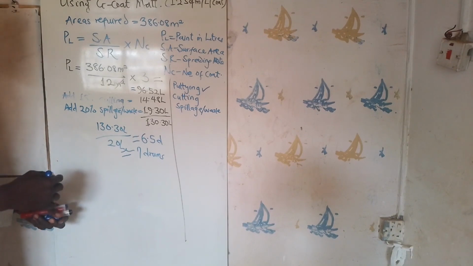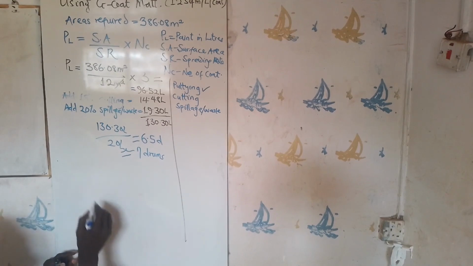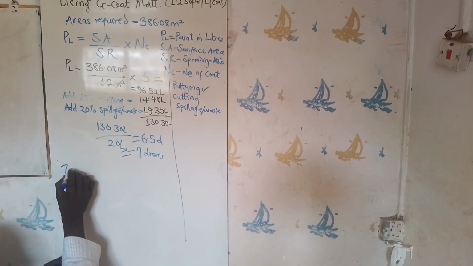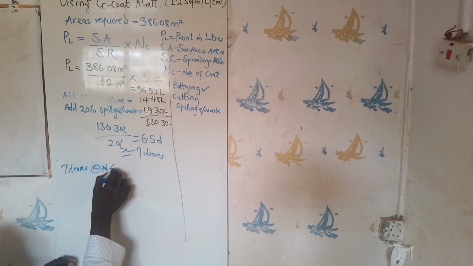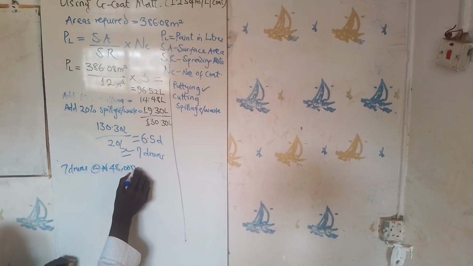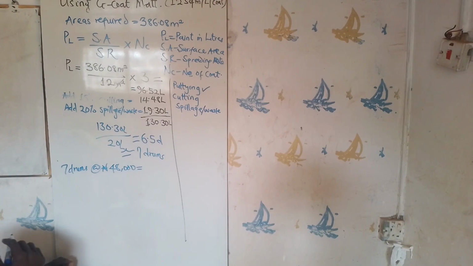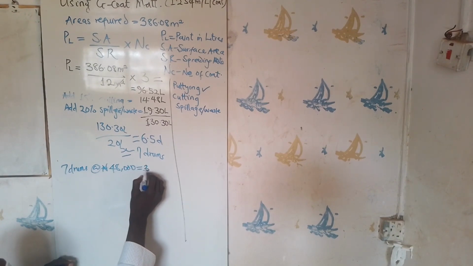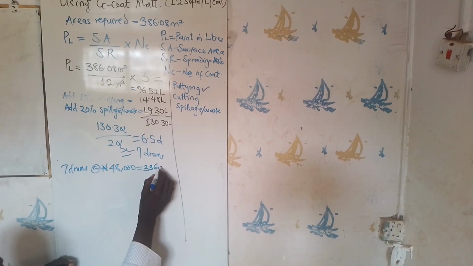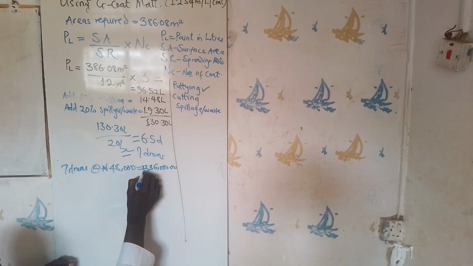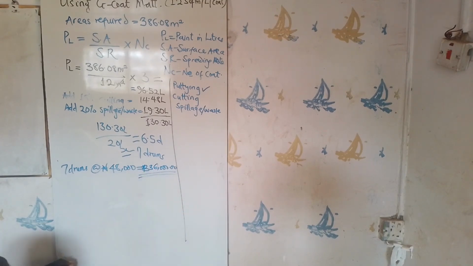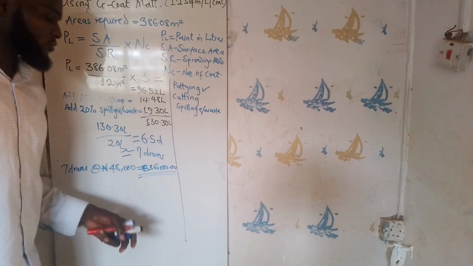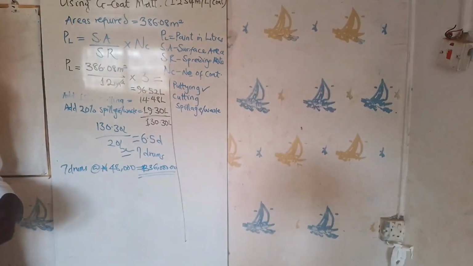So let's now add the cost. That will be 7 drums at 48,000 naira. That will give us what? 336,000 naira. So this is how to get the paint required using architectural design.